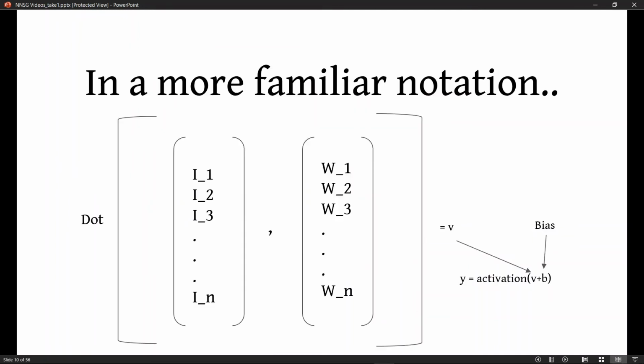And then here is basically the same as the previous slide, although it's in a more familiar mathematical notation. As you can see, this is the input vector, and this is the weight vector. You're taking the dot product of the two to get a single number, which is v, and v plus the bias is inserted into the activation function as an argument to get your final output, y.